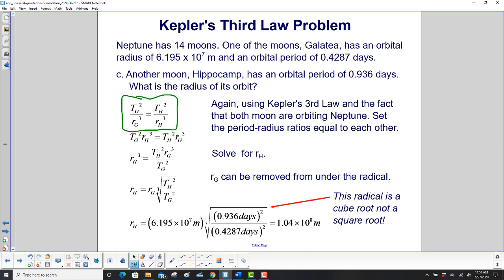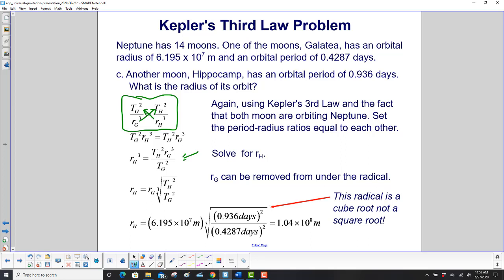And now we're going to cross multiply, right, which is legal. So we have Tg squared times RH cubed. Got to keep track of the exponents here. It gets pretty tricky. And then the right side will be Th squared Rg cubed. We're solving for the radius of the orbit of Hippocamp. So we isolate that by dividing by Tg squared on both sides. And then we take the cube root of each one.